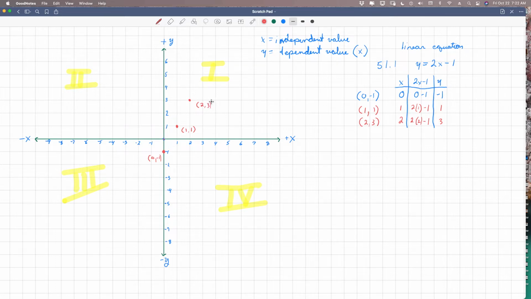Now we have a line. So we start up here, and then we draw through the points down here. And we always put a little arrow on each end because it can go on and on and on. All right, so that is how we draw a line using our linear equation.